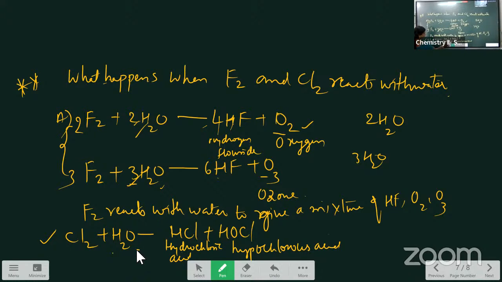with the water to give HCl and hypochlorous acid. HOCl is the hypochlorous acid. Cl2 reacts with the water to give hydrogen chloride and hypochlorous acid. So these are the two important VSAQs from 17th group elements. Next we are going to see the important SAQ from 17th group elements.